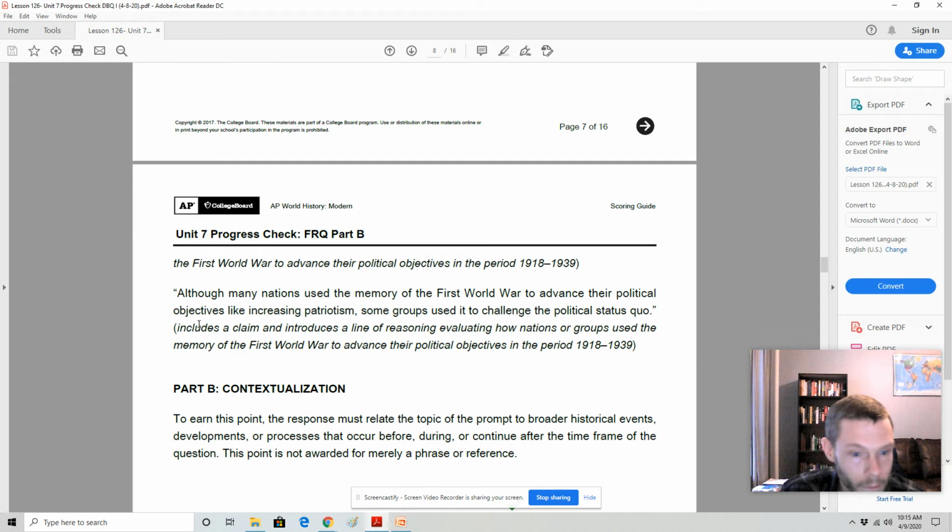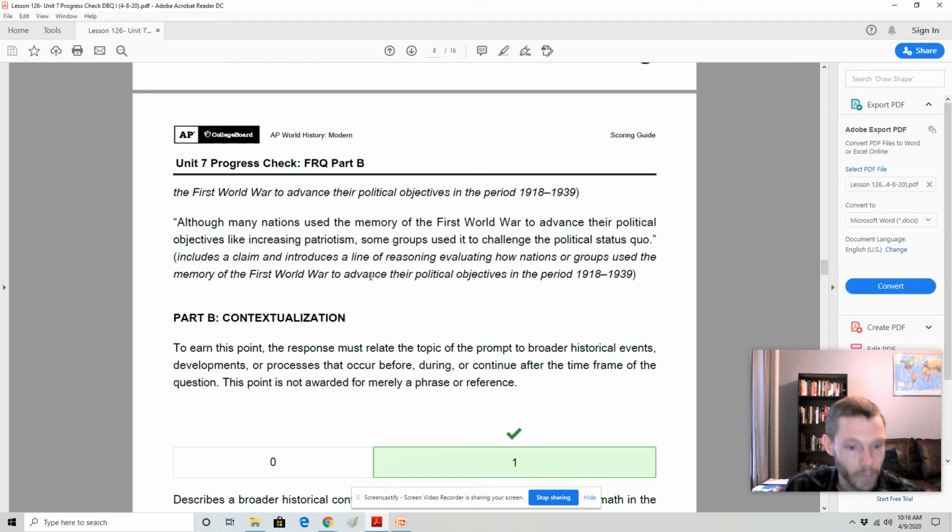And then the other example they give is, although many nations use the memory of the First World War to advance their political objectives, like increasing patriotism, some groups used it to challenge the political status quo. So that thesis might be really useful if you were to look at the document from Mahatma Gandhi, if you were to look at the document from Adolf Hitler, or if you were to bring in some outside information. So again, good context could speak to Ho Chi Minh and the Vietnamese struggle for independence. So that could be another entry point for you to address that particular document.